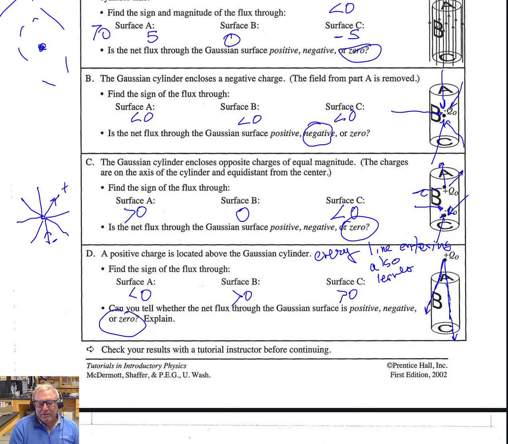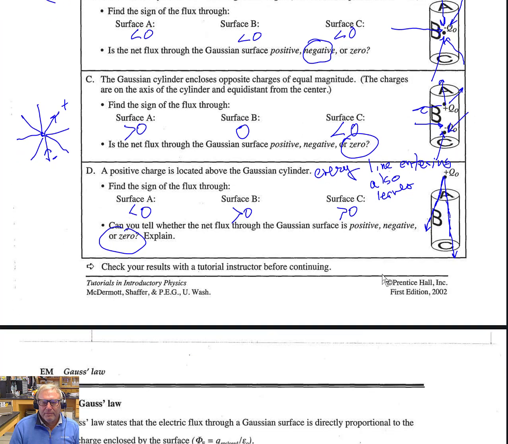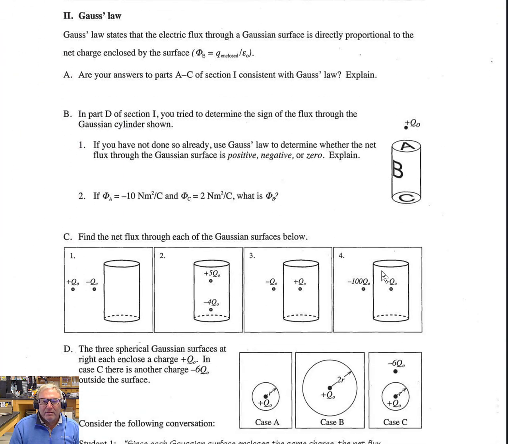The other ones didn't say explain. Check your results. All right, we've been through that. Okay, now let's take a look up here.